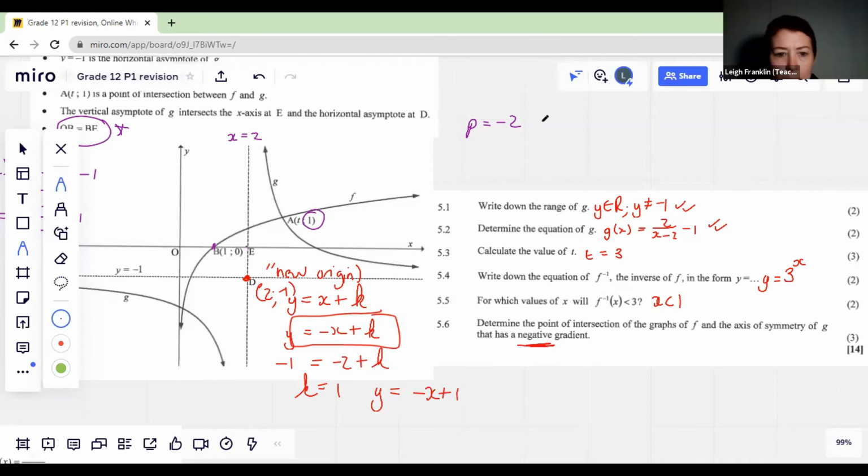Okay, the point of intersection of graphs f and the axis of symmetry, that is at D, where the coordinates are 2 and -1. Not the most amazing question, asking two things in one, but anyway, there we go. All right, so that's what they're after. Is everybody okay with that?